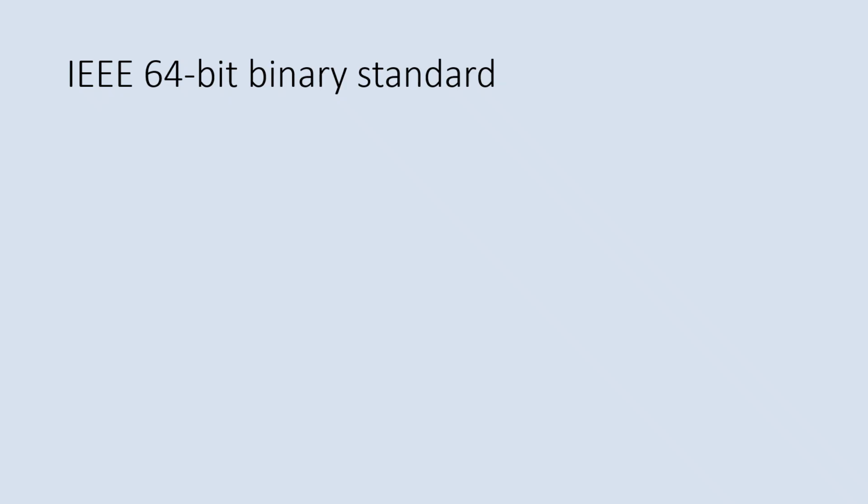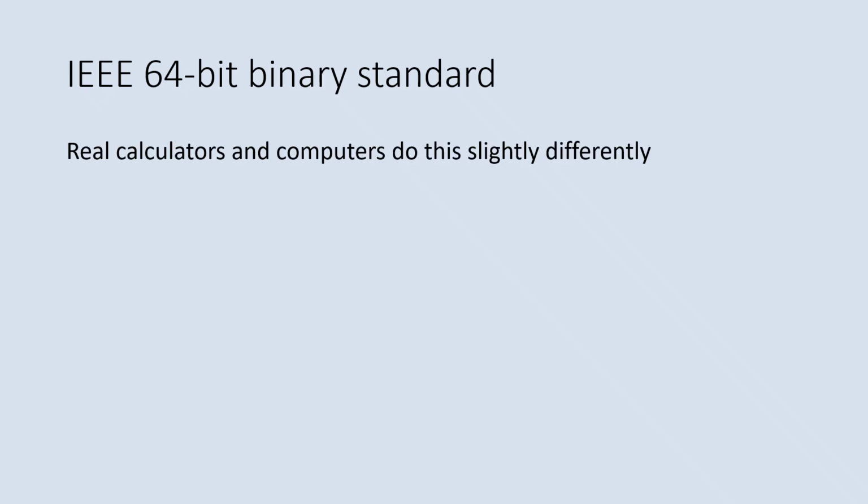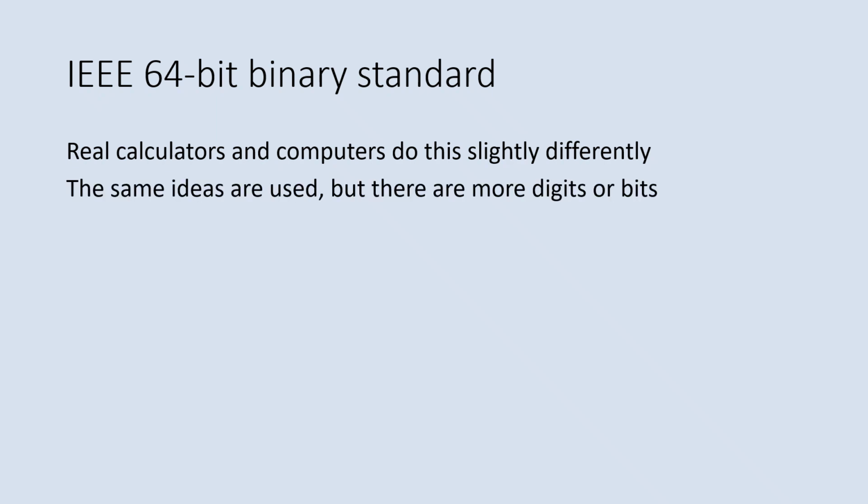All right, so we're going to specifically talk about the 64-bit standard. This is the double format for the IEEE values. Now, real calculators and computers do things slightly differently, and we will describe the general sense here. There are more digits or bits in the 64-bit standard or in the other standards than in our toy version that we just went through.